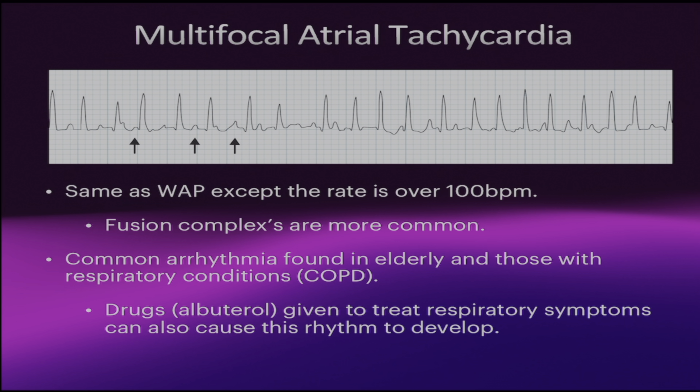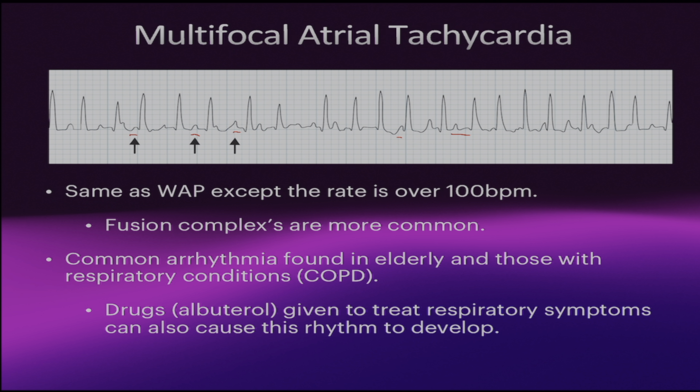A multifocal atrial tachycardia is the same as wandering atrial pacemaker, except the rate has to be over 100 beats per minute. So you still have 3 or more ectopic focuses in the atria that are acting as the pacemaker, creating a completely irregular rhythm. So you can see here that we do have this criteria with more than 3 different P wave morphologies, and you can see varying PR intervals from beat to beat to beat.